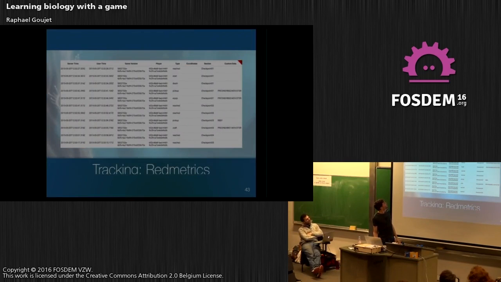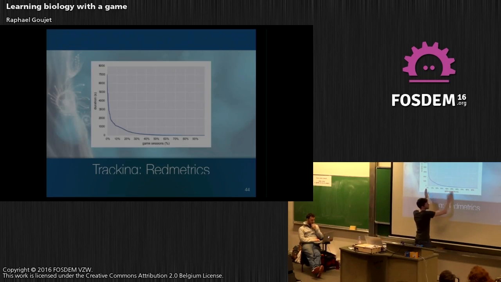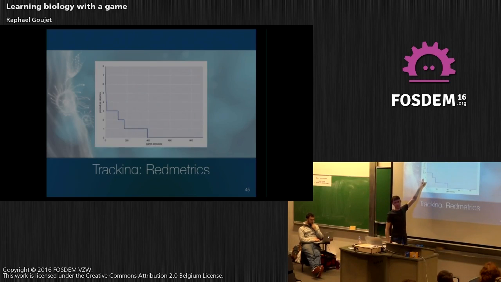So this tool called RedMetrics gives me some logs like this, and using some Python scripts, I can draw this kind of curve. So this here is a game session that were played on Hero.Coli, and here the duration in seconds. So I can see that 90% of people spend less than 1,000 seconds on it. Or I can see that this part of people just launch the game and didn't do anything. So this leads me and this helps me develop the game.